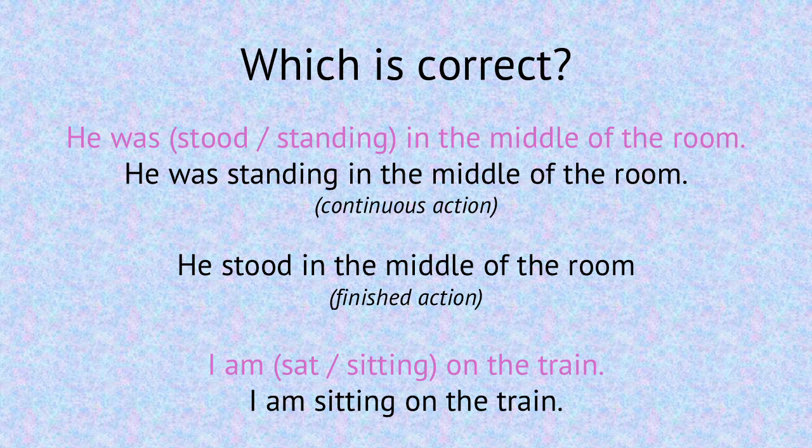And for the other pair of sentences, the correct version would be I am sitting on the train, because it's the present tense. You need the present participle. I am sitting. You may hear somebody say, I am sat on the train, but that is non-standard English and best avoided in your writing. So I hope that has clarified some of the confusion surrounding these two pairs of words.